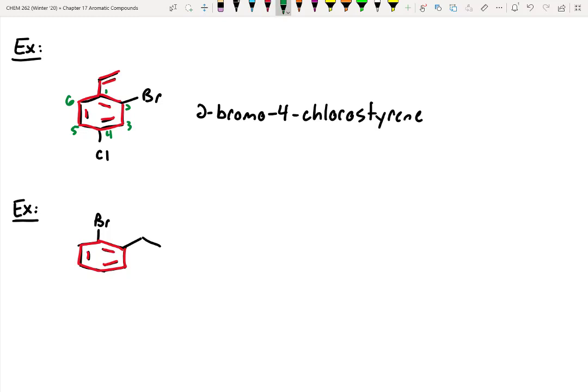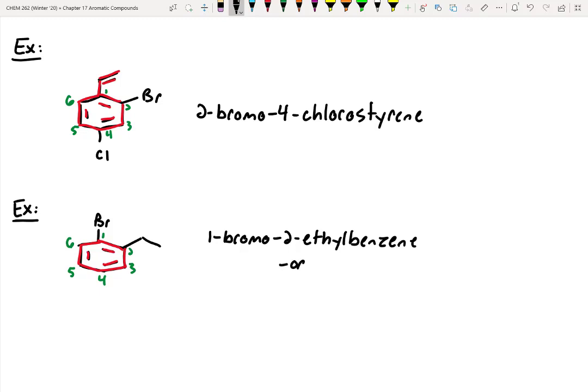All right, what's going to be position 1, the bromine or the ethyl group, and why? Bromine. Why? It's lower in the alphabet, right? Okay, so we could go ahead and we could name this 1-bromo-2-ethylbenzene. That would be appropriate.